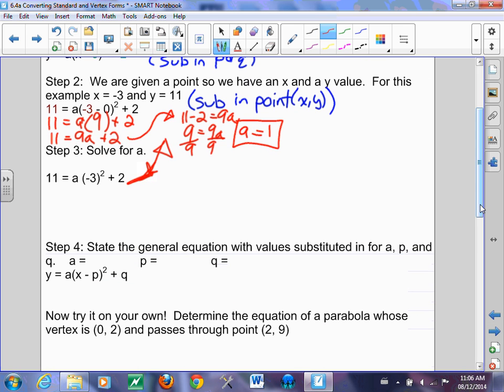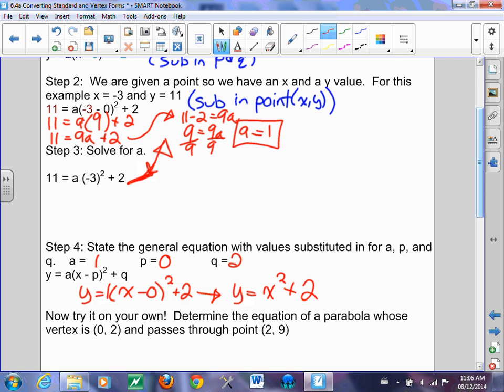And then once we've got A solved, now we can sub our values in. So just to recap here, folks, A equals 1, p equals 0, and q equals 2. So we're going to sub it into the formula here. So we've got y equals, x minus 0 squared, plus 2. And you might want to put 1 in to begin with, but we don't leave it like that. We're going to simplify it. So y equals x minus 0 is just x, so it's going to be x squared plus 2.